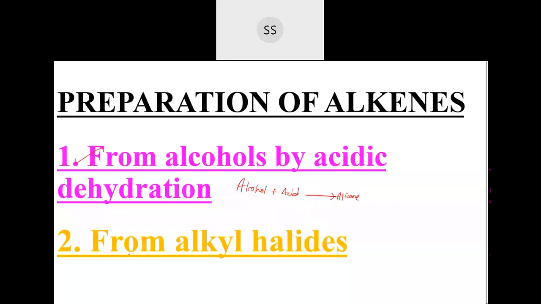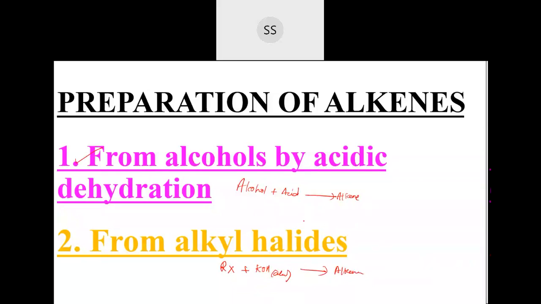One more preparation I had done was from alkyl halide, where we took alkyl halide and made it react with alcoholic potassium hydroxide, which acted like a strong base and removed one hydrogen and one halogen, giving you alkene, plus there were other side compounds also. So these were the two preparations which I had finished.